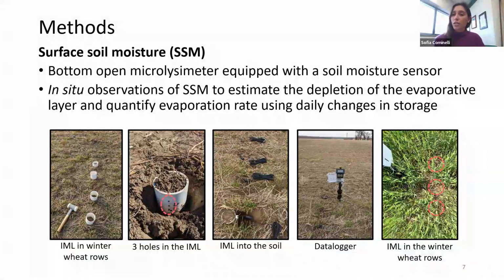The changing storage is going to be equal to the difference between 2 consecutive observations of surface soil moisture, and that changing storage is going to be due to the evaporation.